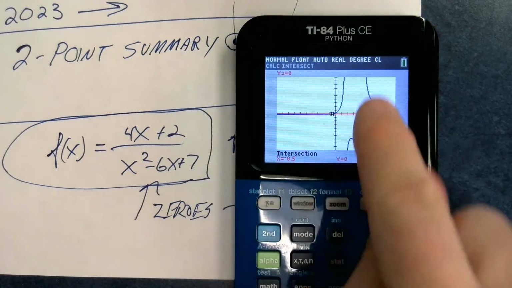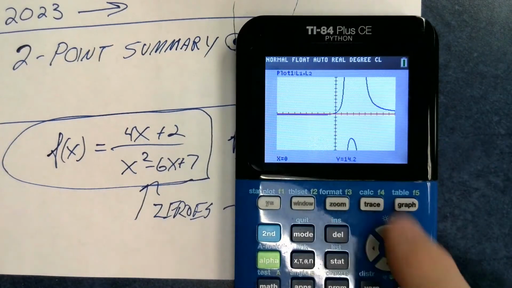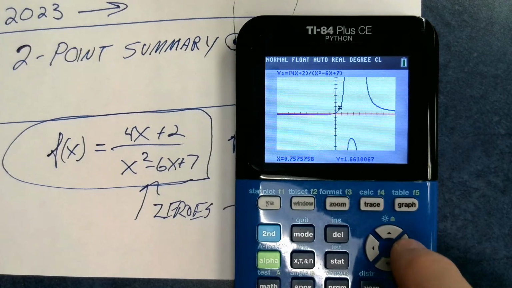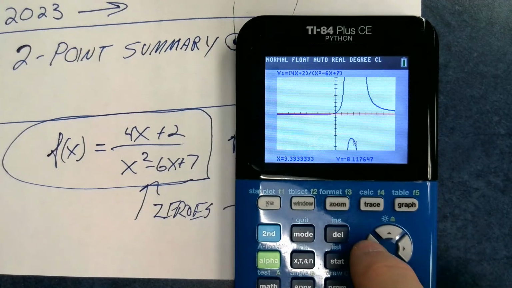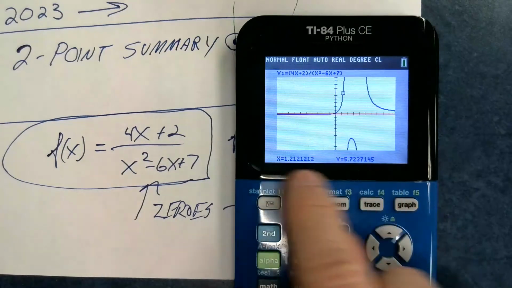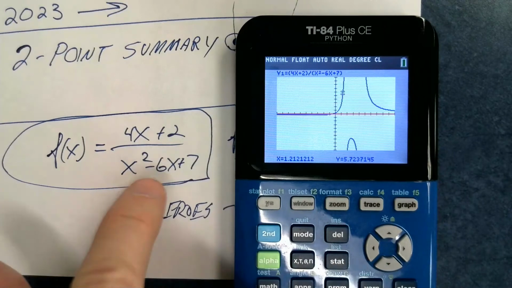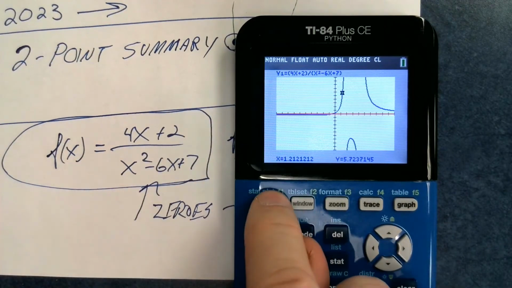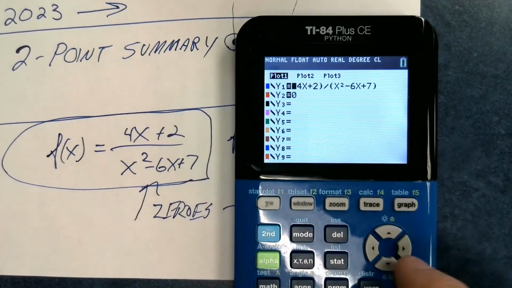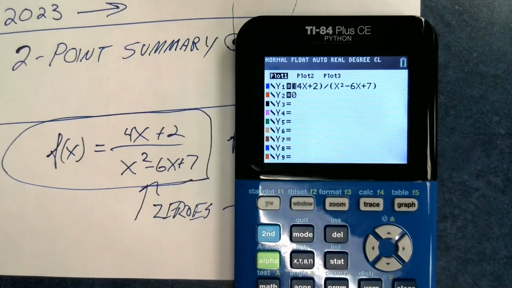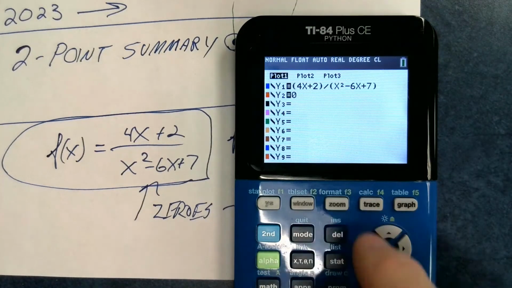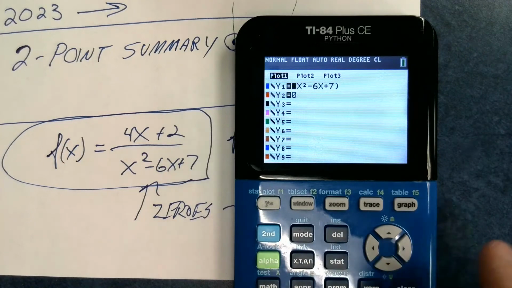Then as I hit trace and move along this thing and go down, it looks like maybe that's at around 2-ish, but I really can't tell for sure. So what I'm going to do is look at just my denominator. I'm going to get rid of that because I need to know those two places where it hits 0, because it's between those two things. So I'm just going to delete all of this and look at my denominator.